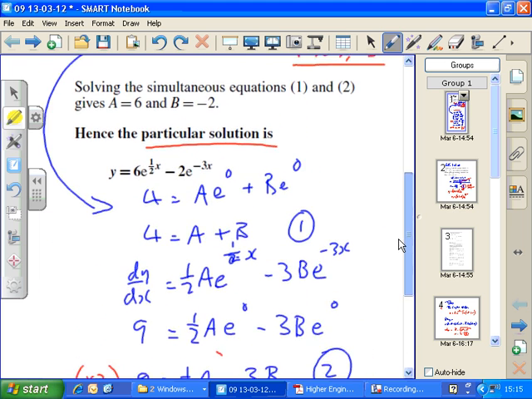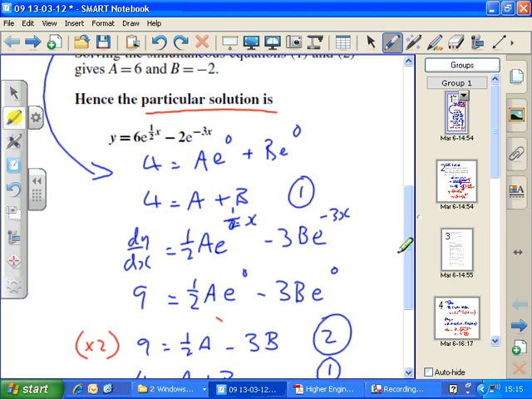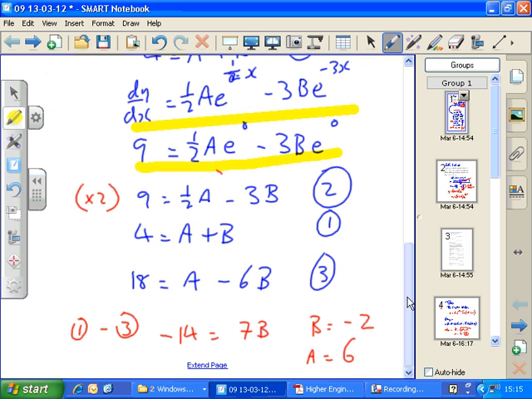So putting the first one in, when x equals 0, y equals 4, so that gives us this. And then when we differentiate it, we get this, and putting the other set of conditions in, when the differential is 9 when x equals 0, we can find two equations, 1 and 2, and solve them. And we did that last week.